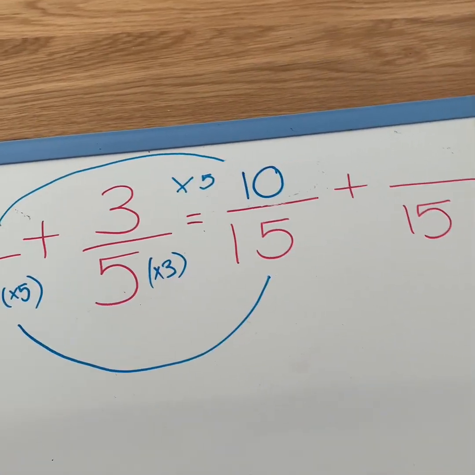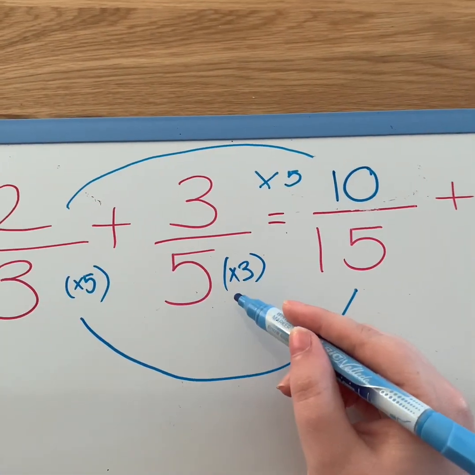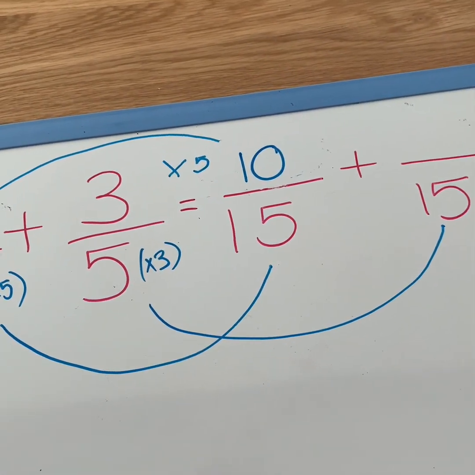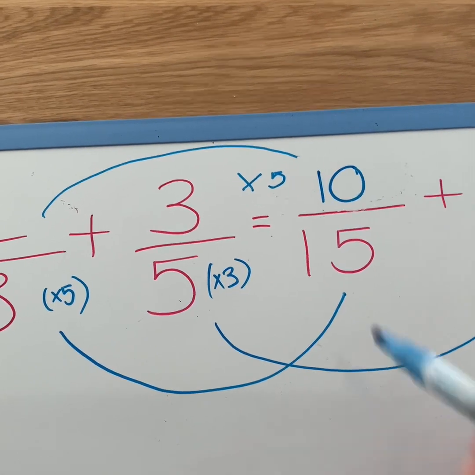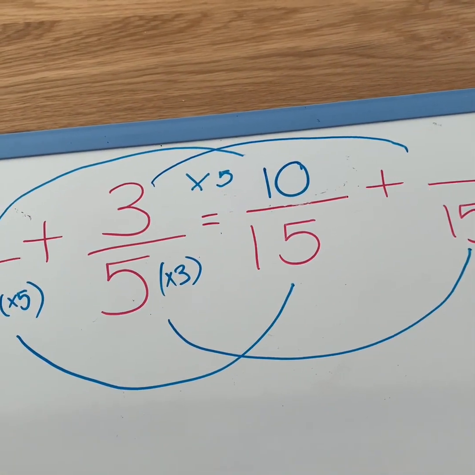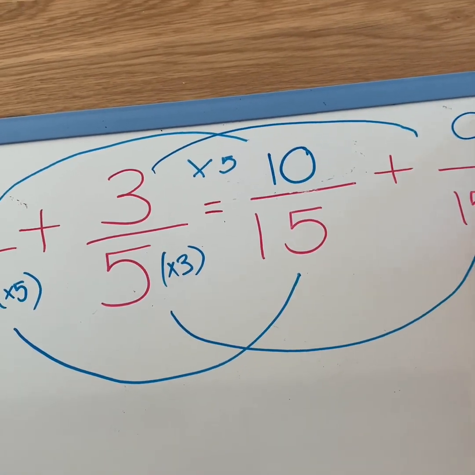Now let's do the same with our second fraction. So we are multiplying this by 3. So 5 times 3 is 15. But we have to do the exact same to our top number. So we're going to multiply 3 by 3, which is 9.